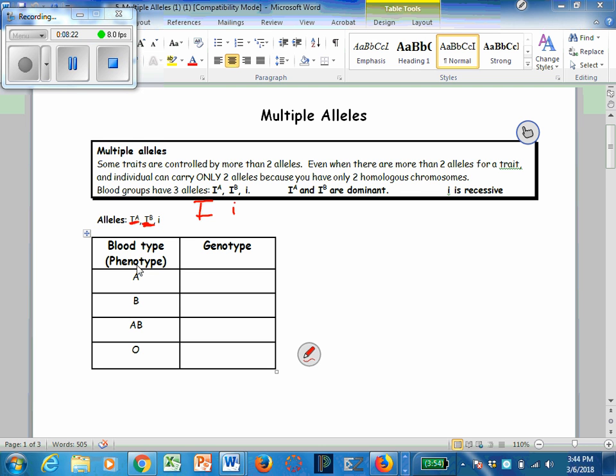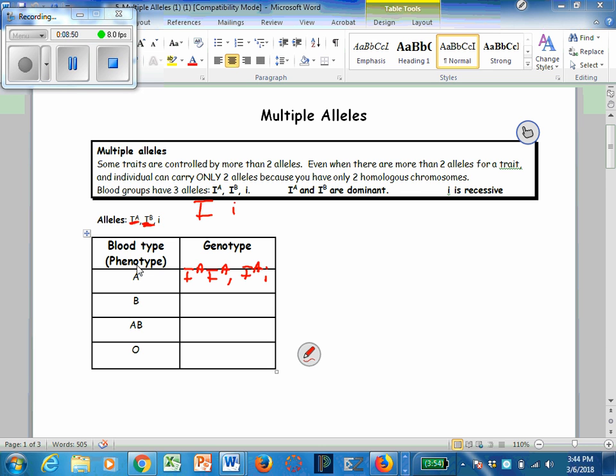So in A blood type, if you are homozygous, that means you are IA IA. That means you're homozygous A, where you can only donate the A gene. But you can also be heterozygous. You can have IA, lowercase i. Either way, that makes you A blood.